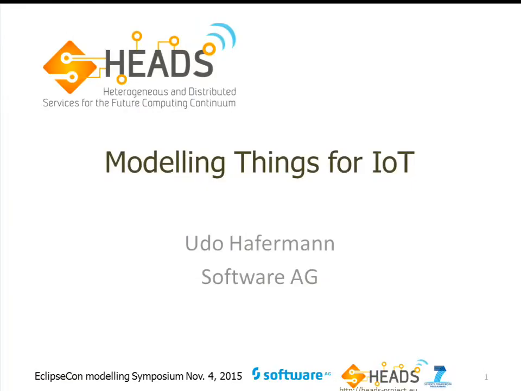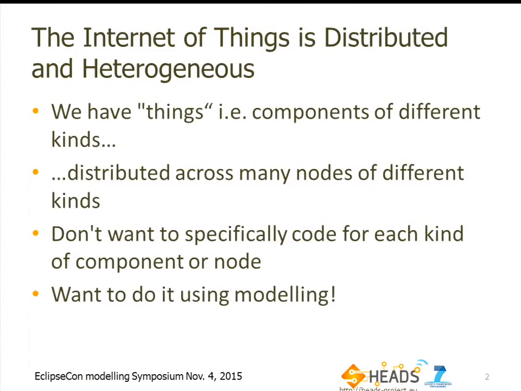Okay, so my name is Udo Hafermann. I work for Software AG, a worldwide company based in Darmstadt. Our products and also services help other big companies digitize their business. I want to talk about an approach for modeling things for the Internet of Things.